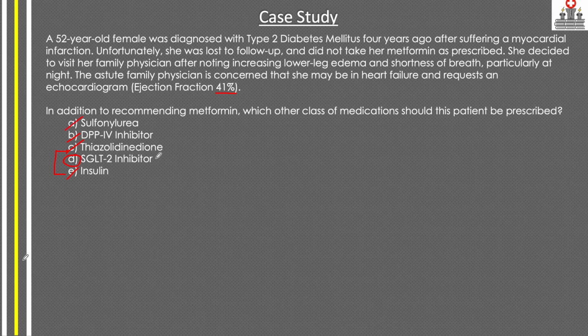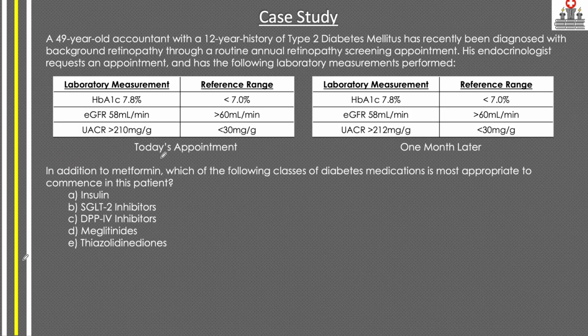As we know, SGLT2 inhibitors are super effective in heart failure and are actually part of the recommendations even in patients without diabetes mellitus. And let's go on to another case study now.